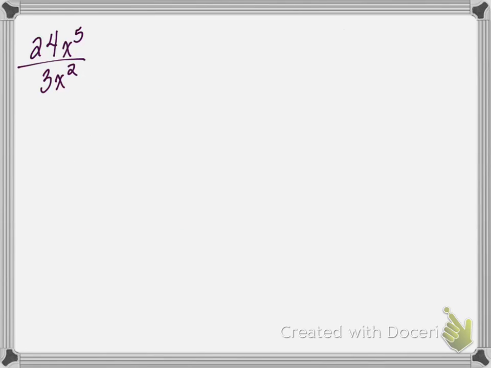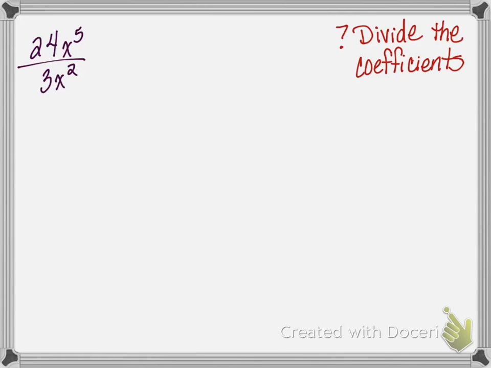Okay, this is our quotient of powers. And we're going to do something very similar here that we did with product of powers. The first thing that we're going to do is divide the coefficients. And the coefficients are those numbers in front of those variables. So I am dividing the coefficients. Okay? 24 divided by 3 is 8.